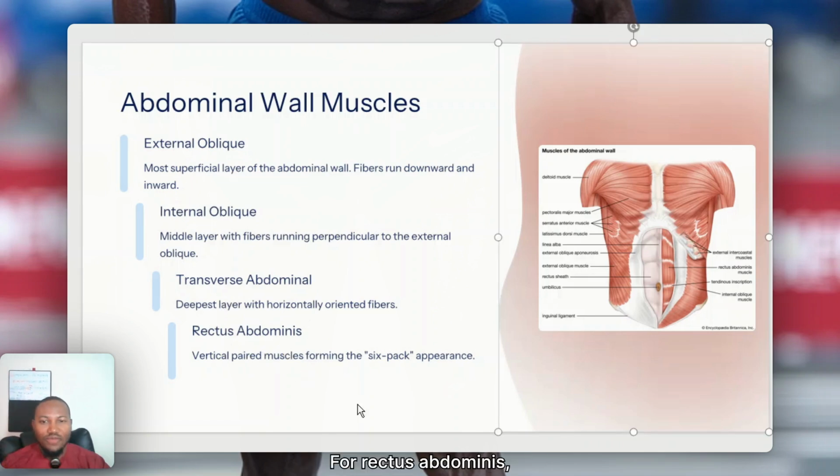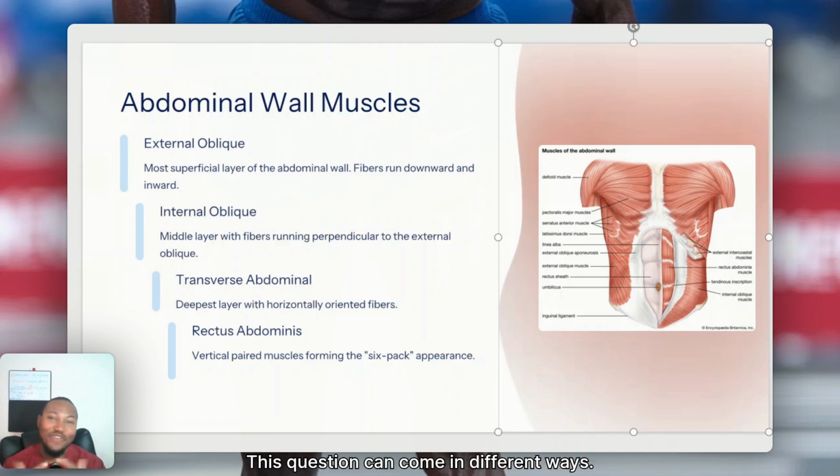Rectus abdominis. For rectus abdominis, the one that gives us six packs, there are different ways they can ask you this question. Listen to this question, for example. They may tell you the tendinous intersection that divides the muscle into segments that are externally visible on the abdominal wall of a well-muscled person. What are they asking about? They're asking about six packs. For real. So it's rectus abdominis.